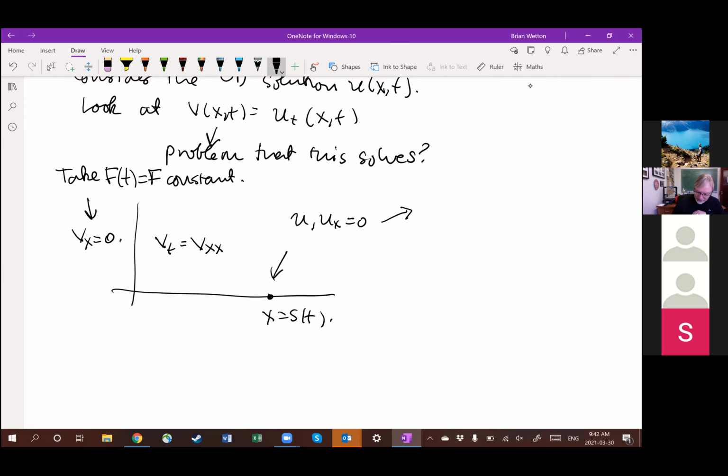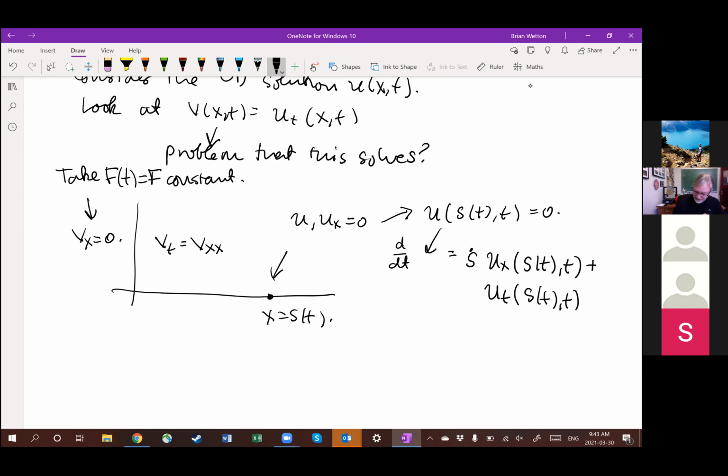So I know that u of s of t and t is equal to 0 for every t. So now I'm going to take the derivative of that with respect to t. And I get two terms, right? I get s dot ux of s of t and t plus ut at s of t and t is equal to 0.